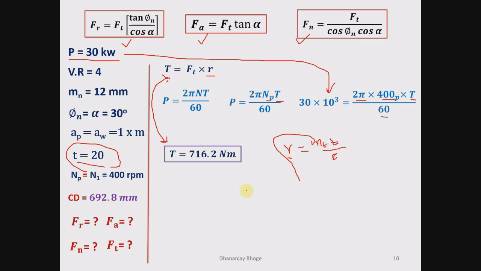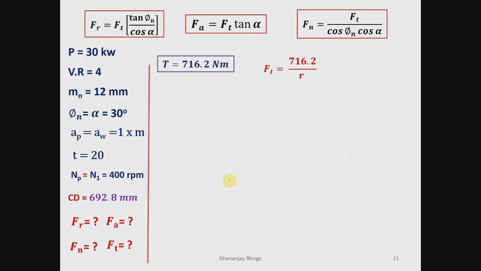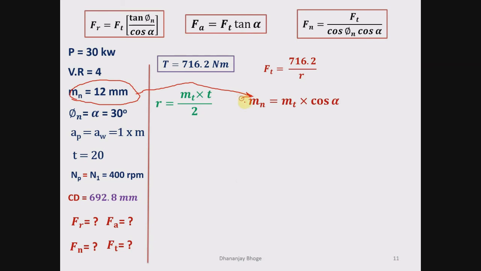Yes, yes, very good. Find out the R. R equals MT into T by 2. The transverse module can be determined using the value of normal module, which is 12 millimeters. So use this relation: MN equals MT into cos of alpha. Find out the value of MT. Then find out the value of R. And then go for FT.